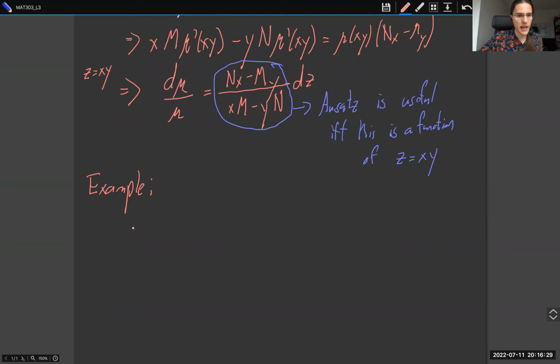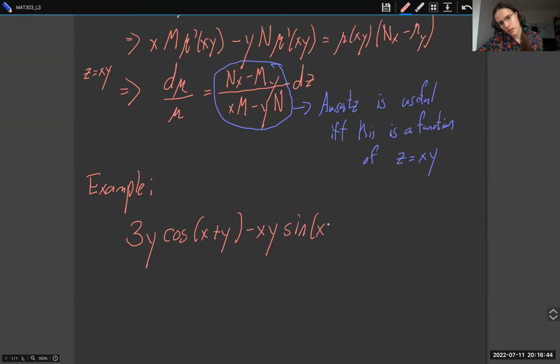So let's consider the example: (3y cos(x plus y) minus xy sin(x plus y)) dx plus (3x cos(x plus y) minus xy sin(x plus y)) dy.